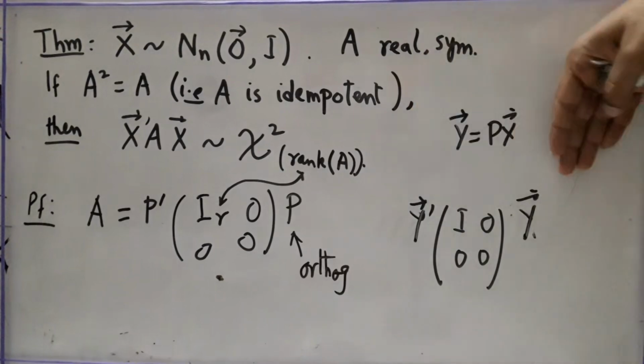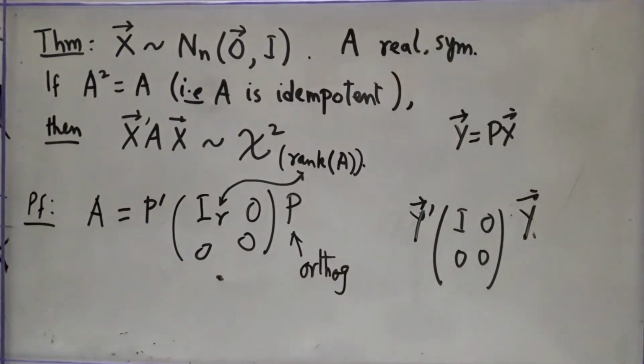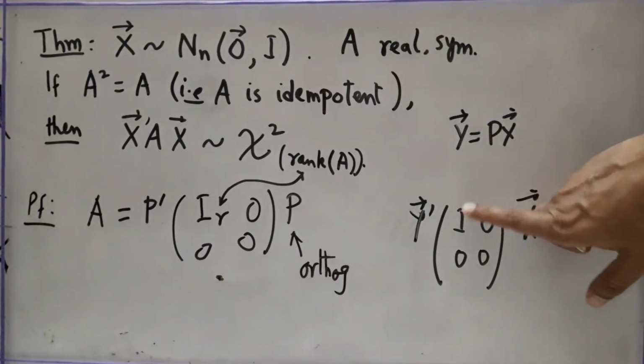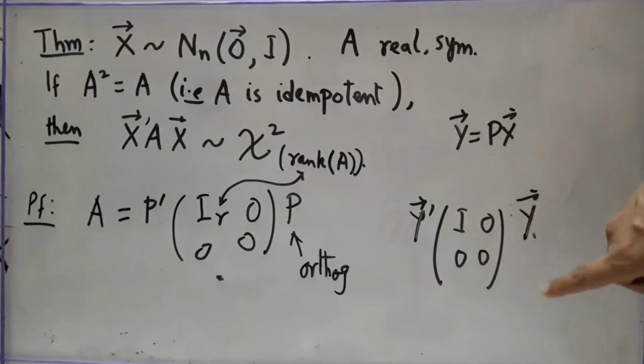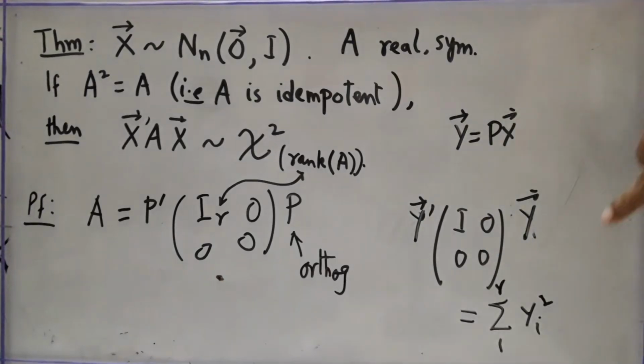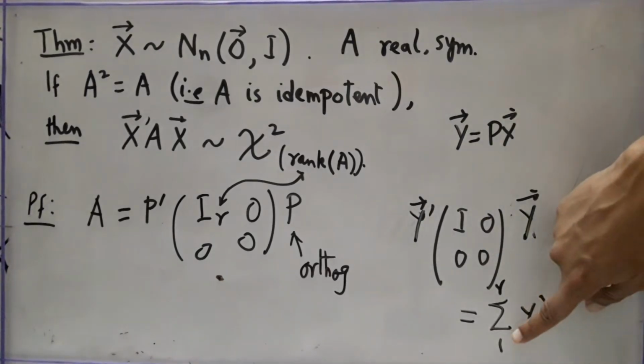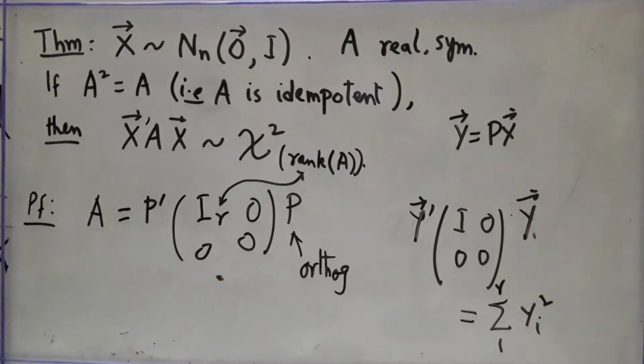Now this is a quadratic form in Y, but since here all the diagonal entries are 1, 1, 1, 1, the first r of them, and all the rest are 0, this quadratic form is simply the summation of y_i squared, the sum going from 1 up to r.